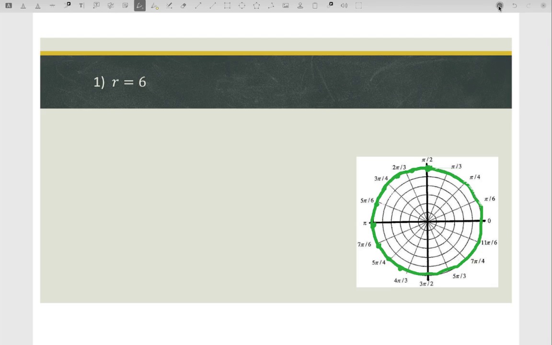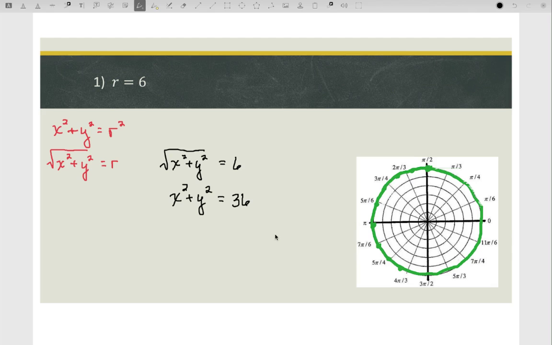And one of those states that x squared plus y squared equals r squared. So solving for r, we would have that the square root of x squared plus y squared is equal to r. That is what we're going to substitute in place of r. Squaring both sides of the equation then, we arrive at x squared plus y squared equals 36, which we know from algebra is the equation of a circle centered at the origin, 0, 0, with a radius of 6, thus confirming what we know the graph to look like also in polar form.